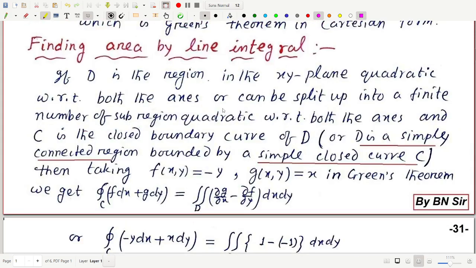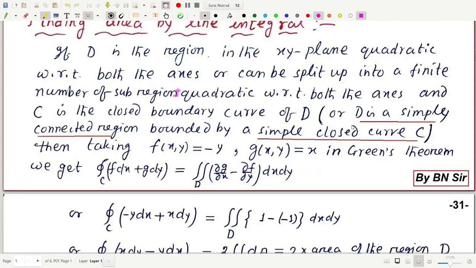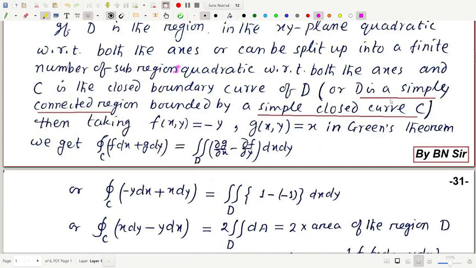Now finding area by line integral, an application of Green's theorem also. If D is the region in the xy plane quadratic with respect to both the axes, or can be split up into a finite number of subregions quadratic with respect to both the axes, and C is the closed boundary curve of D, or D is a simply connected region bounded by a simple closed curve C.